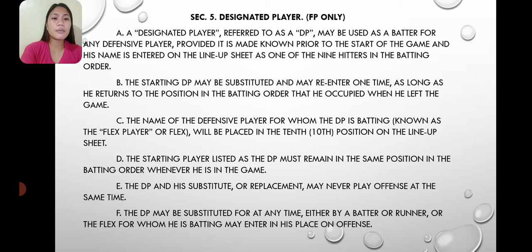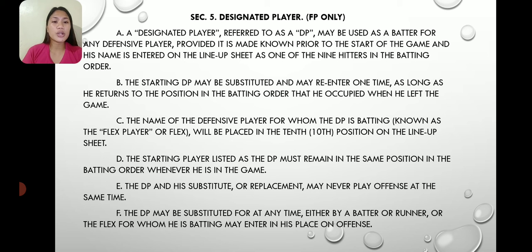The starting DP may be substituted and may re-enter one time as long as he returns to the position in the batting order that he occupied when he left the game. The name of the defensive player for whom the DP is batting, known as the flex player or flex, will be placed in the 10th position of the lineup sheet.